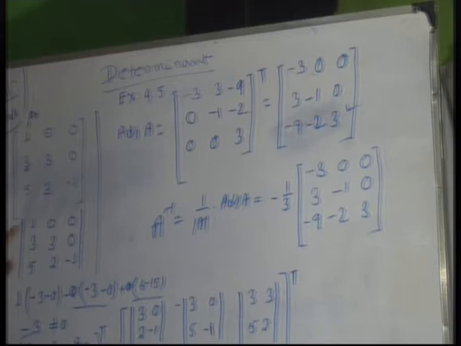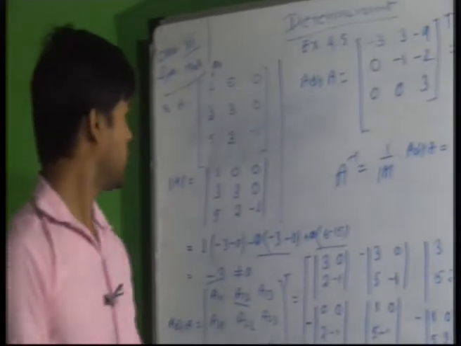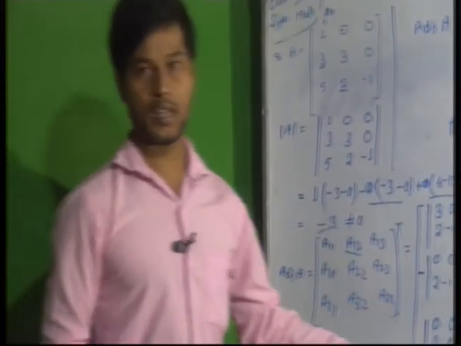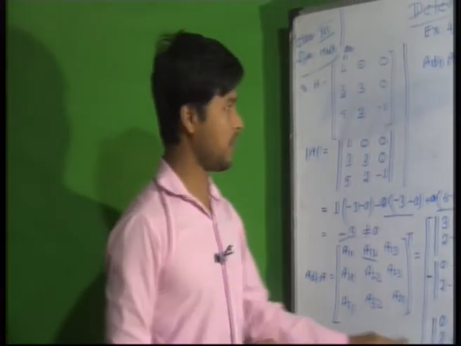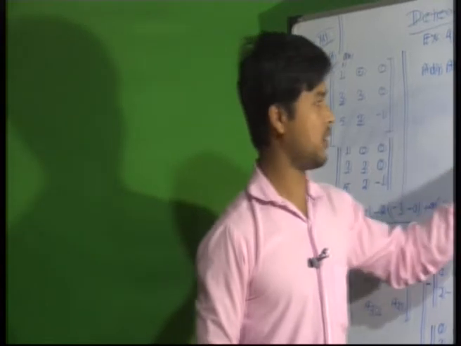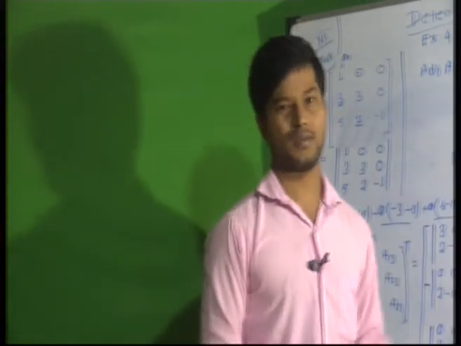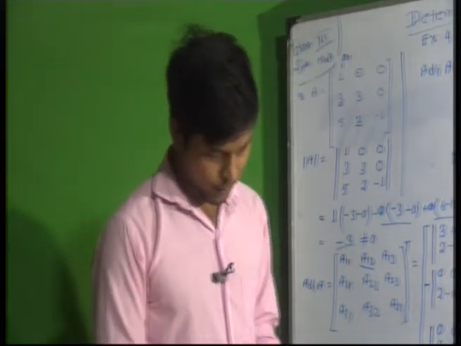So look, the process is very easy. We have to just go through a few steps. First, we have to check whether the matrix is non-singular or not. Then calculate the adjoint of A, and then put the formula A inverse equal to 1 by mod A into adjoint of A. The process is very easy. Okay, let's choose another problem.